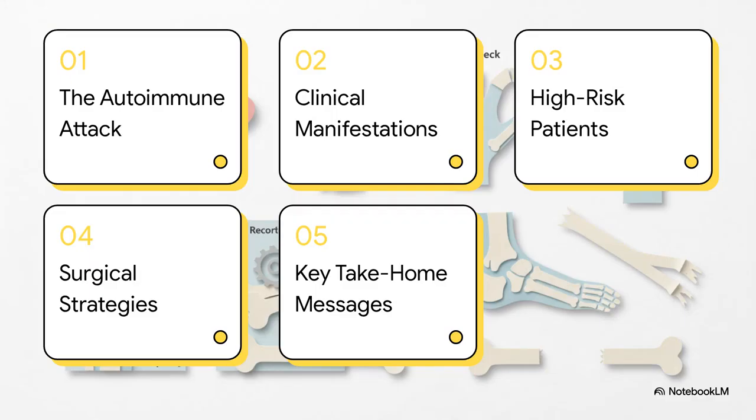Okay, so here's our game plan. We'll kick things off with the autoimmune attack itself. Then we'll look at the clinical signs, the big surgical risks involved, and, of course, the surgical strategies we use. And we'll wrap it all up with the key takeaways.